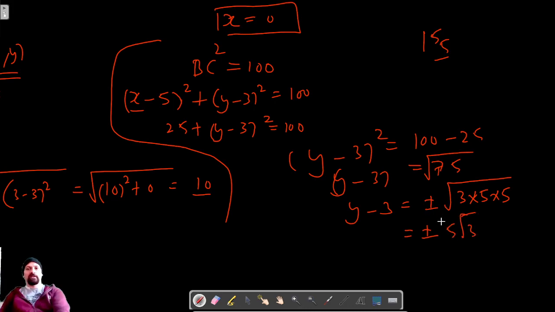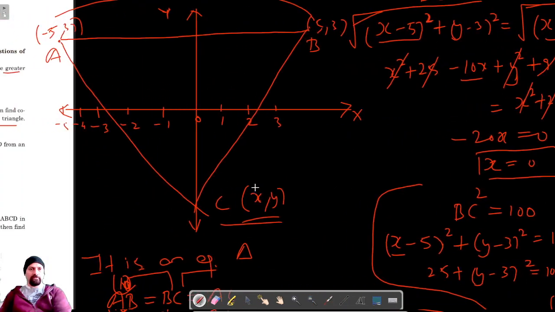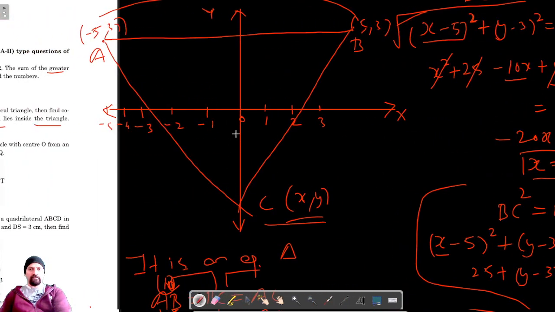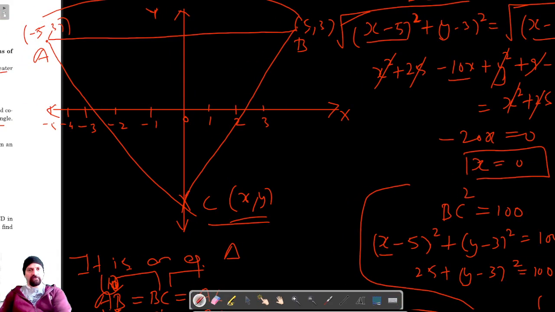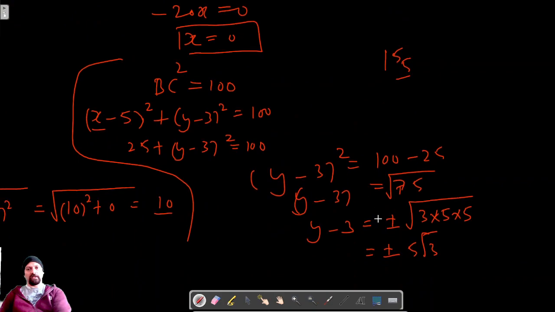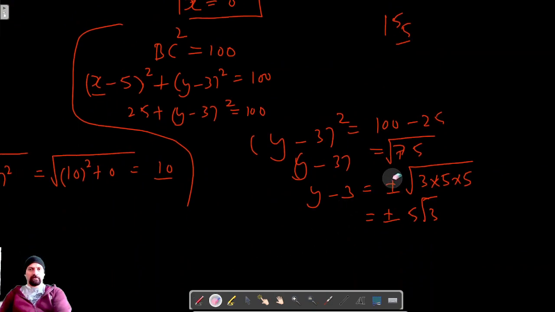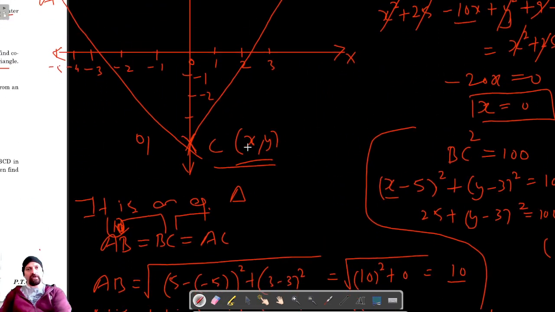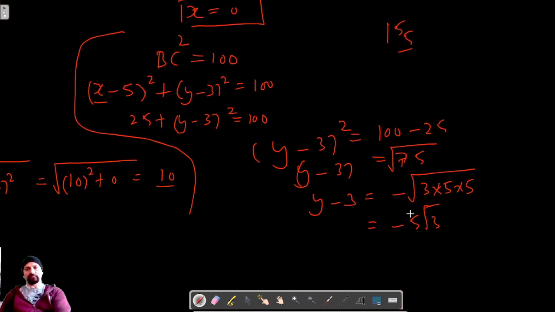Okay, now we have two values, plus minus 5 root 3. Because x is 0, that means this lies on the y-axis, and this is the negative value of y, so we will just consider the negative value here. So this is now negative because it's on the negative y-axis, so y is negative 5 root 3, and when 3 is shifted here, this is plus.